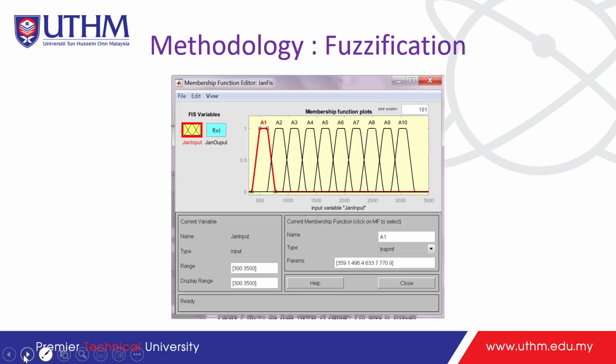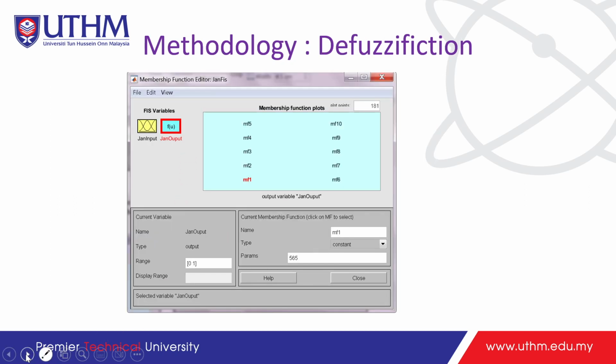Second step, we have to do the fuzzification, meaning fuzzify our inputs. Our input is only the time series monthly data. Then we have all the January inputs from all the years 2009 to 2020. Then we fuzzify it into 10 fuzzy sets. Then our January output is a constant value.